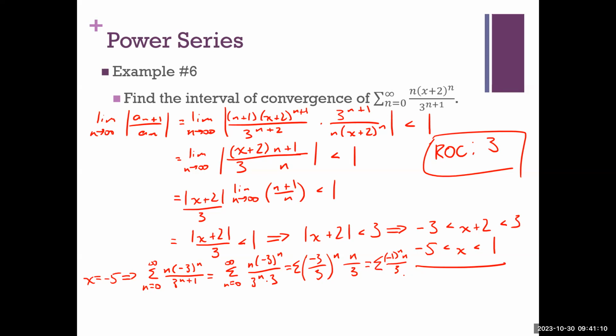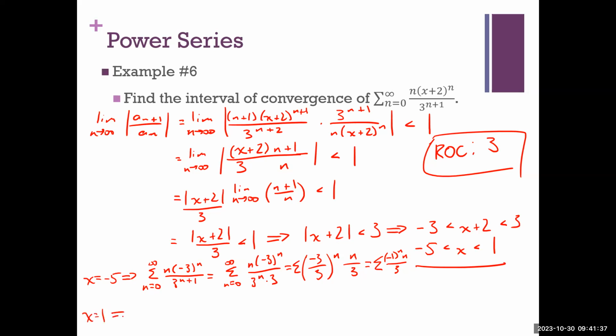Does that converge? No. How come? Because the numerator is growing and the denominator is constant. Not only is the series not going to converge, the sequence underneath it all doesn't converge. So we got divergence at x = -5.